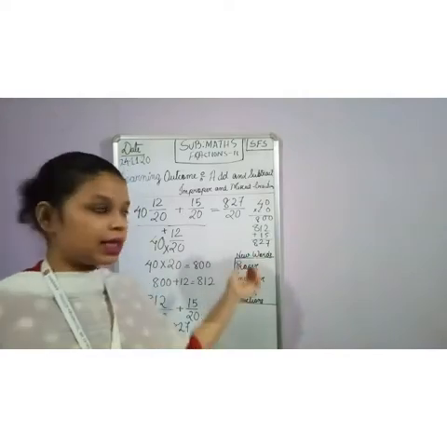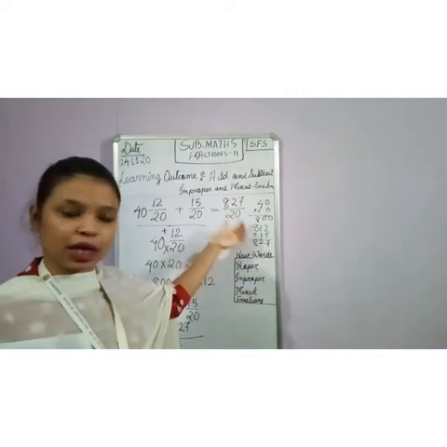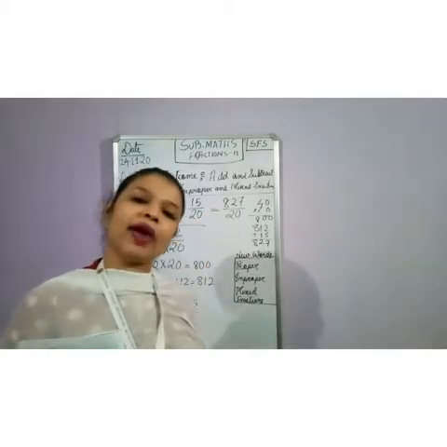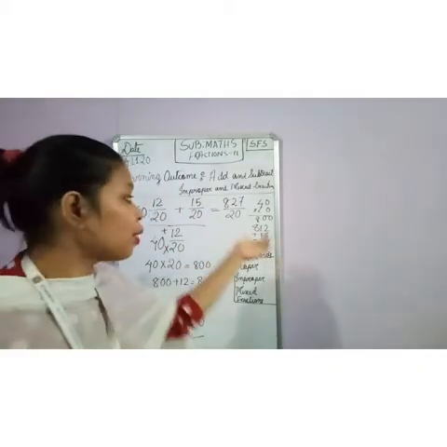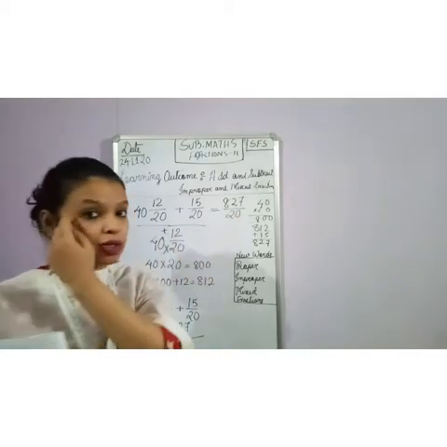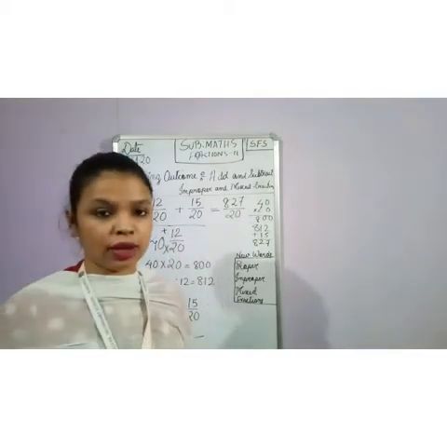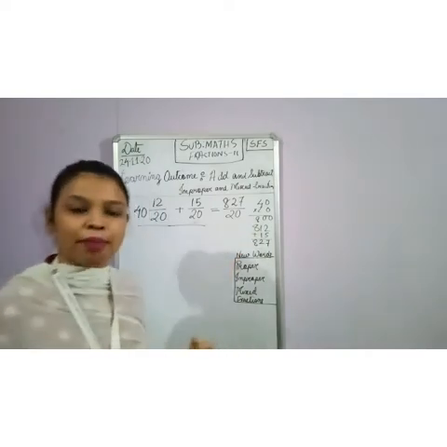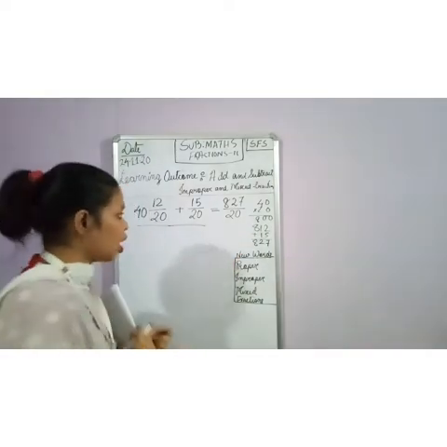827 by 20. That means it is an improper fraction. The numerator is bigger than the denominator. Now if I ask you to change this improper fraction back into a mixed fraction, how will you do that? Okay, so let us see. Now I want to convert this improper fraction back into a mixed fraction. So how will you do it?